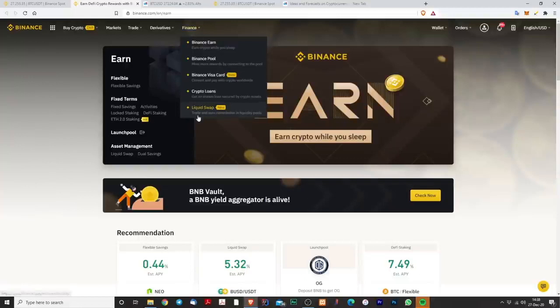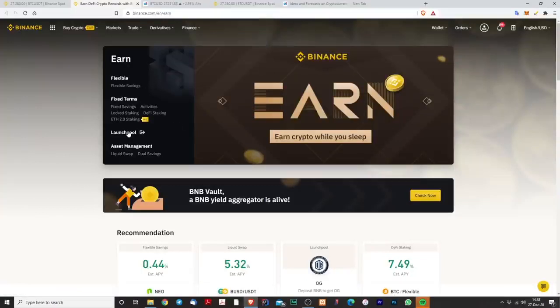You have the liquid swap. You also have crypto loans that you can take, and you can also get into the Binance pool if you're a miner. If you do any crypto mining, you can actually join the Binance pool. It's actually one of the best pools out there right now, one of the biggest. And the launch pool allows you to stake certain coins, and then you can be earning, for example, a certain coin on its launch time. Mostly they use BNB for this, but that's one thing that you can do.